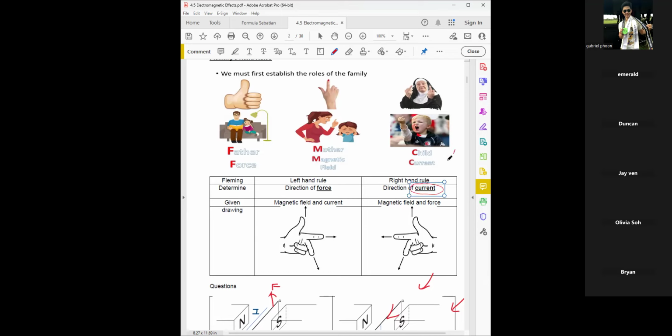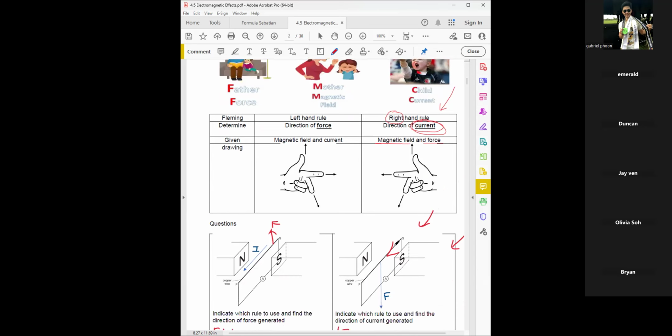Yes. If you have visualized it, whenever you flip the bird at any of your friends, as long as you're right-hand dominant, this is applicable for right-hand dominant people, guys. When you flip the bird to your friends, you usually use your right hand, right? So remember that the right hand is going to be your current. Your right hand finds current given the direction of magnetic field and given the direction of force.